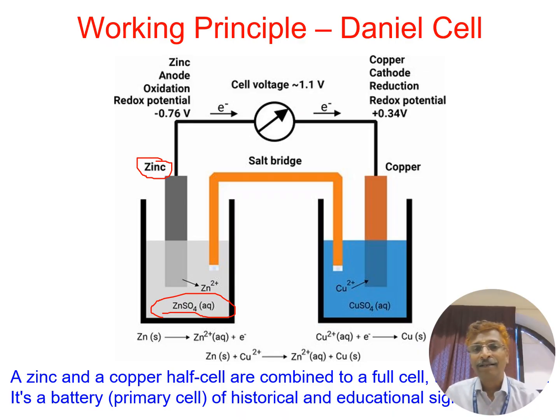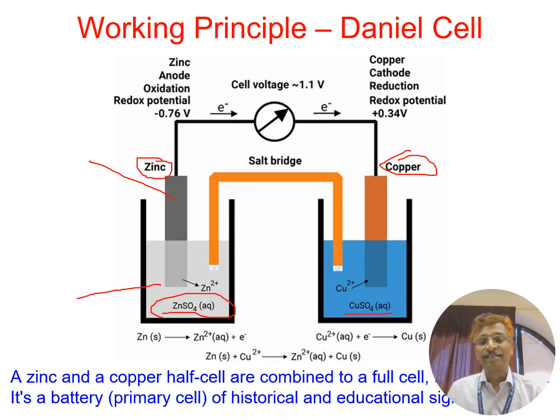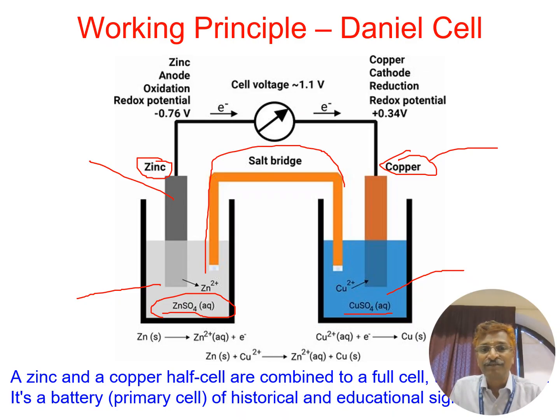The other one is the copper electrode, which is dipped in copper sulfate solution. So here, copper is the electrode and copper sulfate is the electrolyte. Now the salt bridge, this is the salt bridge.